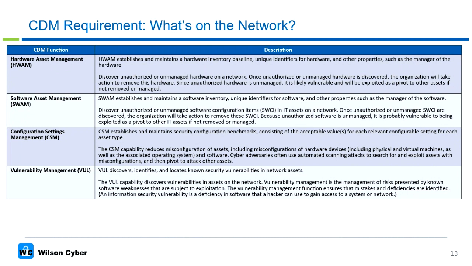Vulnerability management discovers, identifies, and locates known security vulnerabilities in network assets. The vulnerability management capability discovers vulnerability in assets on the network. Vulnerability management is the management of risks presented by known software weaknesses that are subject to exploitation. Vulnerability management function ensures that mistakes and deficiencies are identified. Information security vulnerability is a deficiency in software that a hacker can use to gain access to a system or a network.